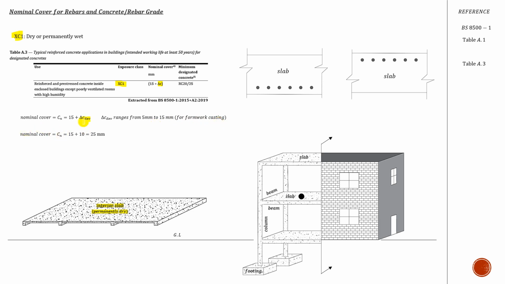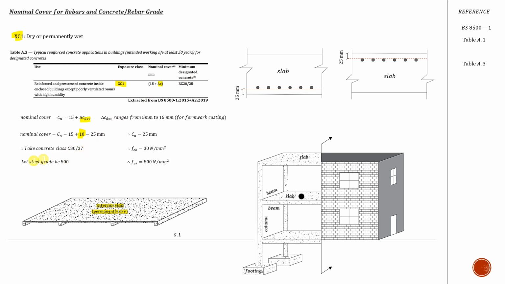So I'm taking the deviation here, and it's under no QA. I'm assuming this is under no quality assurance, so I'm taking the delta C deviation as 10, so I'm giving a nominal cover of 25. That means whether in spans or supports, I'm giving a nominal cover of 25 millimeter. Remember also we have the concrete class, so the minimum is 20, but I'm taking 30, 37, and that's okay.